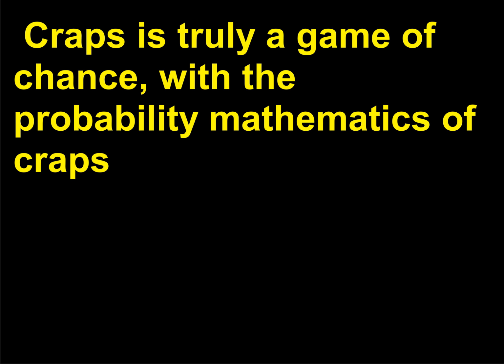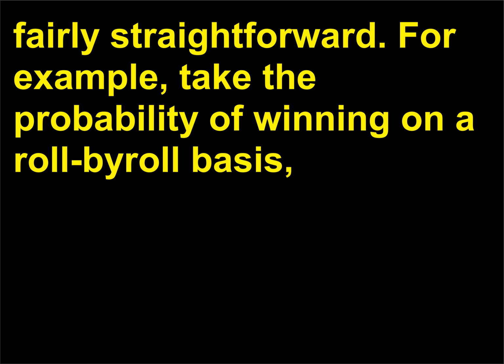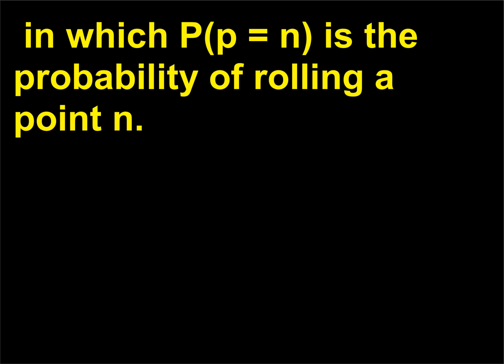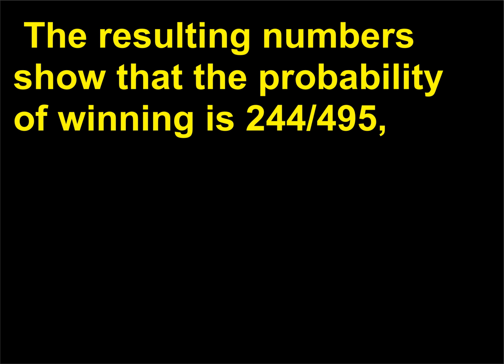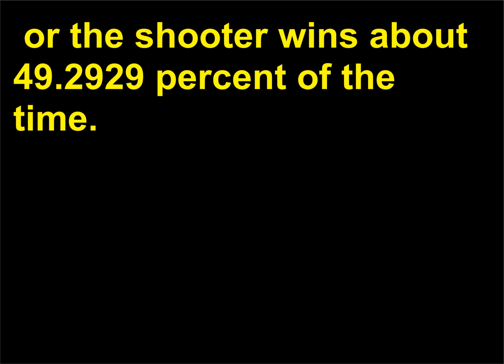Craps is truly a game of chance, with the probability mathematics of craps fairly straightforward. For example, take the probability of winning on a roll-by-roll basis, in which p equals n, is the probability of rolling a point n. The resulting numbers show that the probability of winning is 244/495. Or the shooter wins about 49.2929% of the time.